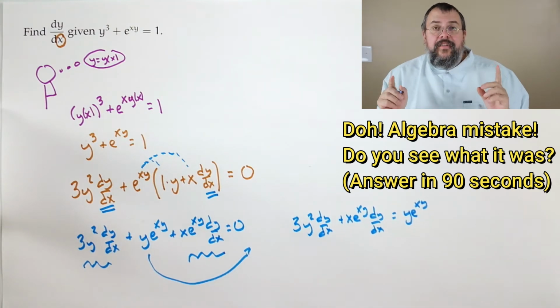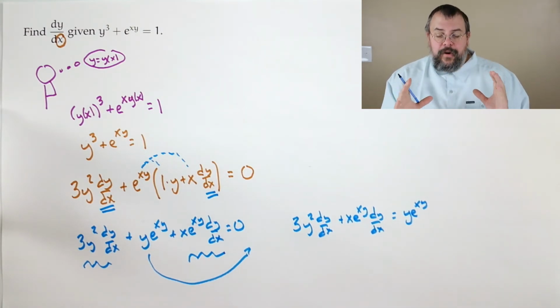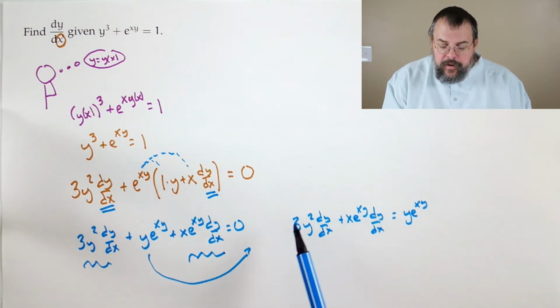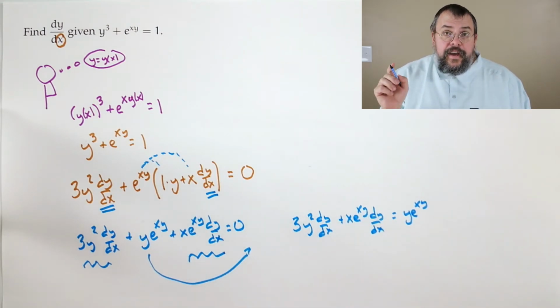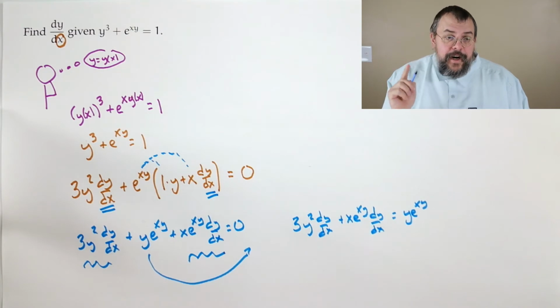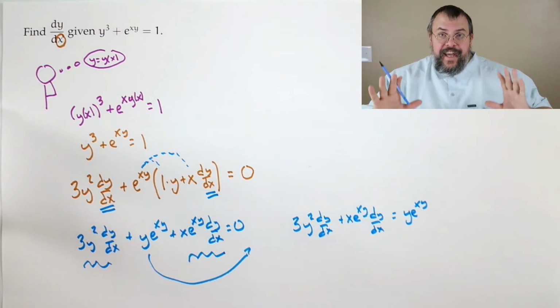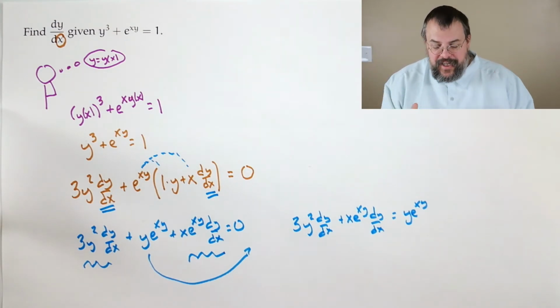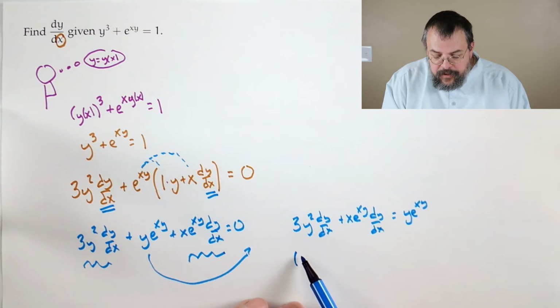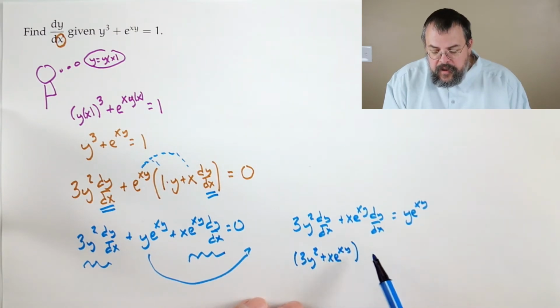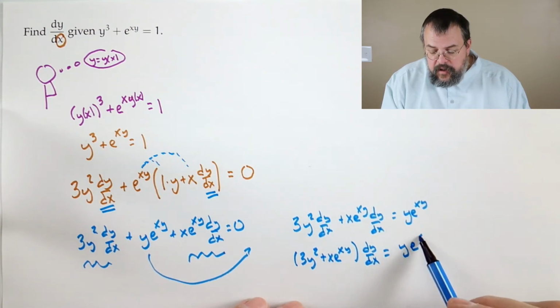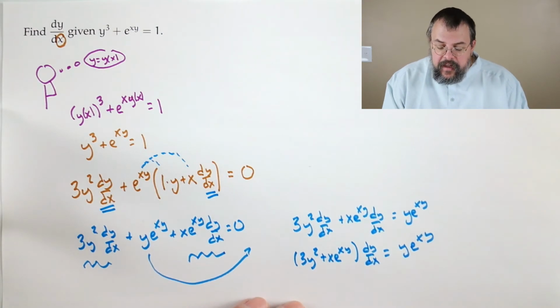Now, I said we'd always be able to get to the following situation, and here's what I mean, where all the terms on one side have a dy/dx that can be factored out. If you are unable to factor out dy/dx after moving stuff around, a mistake has occurred. So go back and check your derivatives. So what do we have? We have 3y squared plus x e to the xy, times dy/dx, is equal to y e to the xy. And lastly, we get the dy/dx by itself.